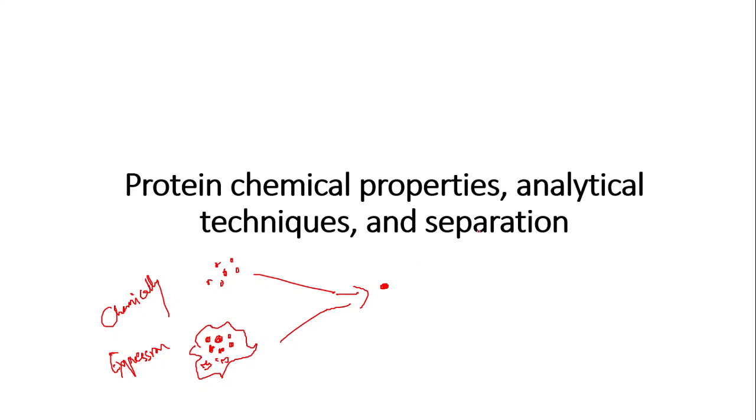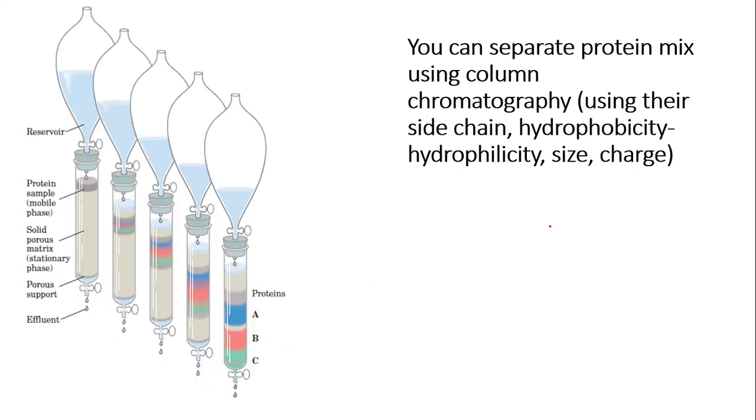That will be called the separation techniques, which will be used to separate the proteins from other unwanted proteins. There are different types of protein separation techniques, and we'll learn all of them, or at least some of them. You can use the protein's properties, such as chemical properties, side chain properties, hydrophobicity, hydrophilicity, size, charge, all this to separate a protein of your interest. Again, what we are going to learn is column chromatography. We'll do a short lab on column chromatography in the next lab.